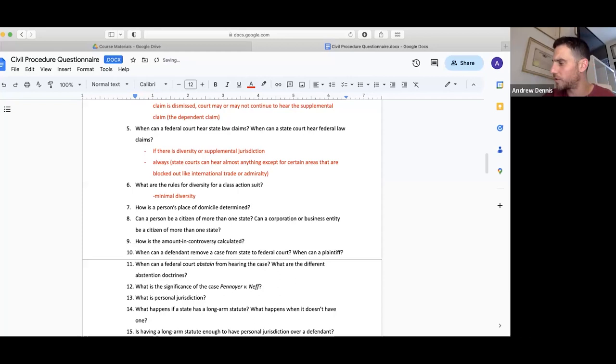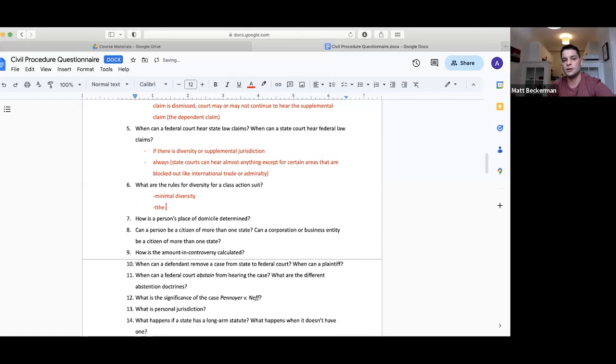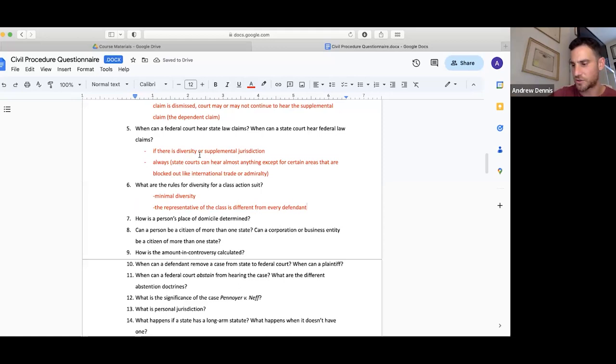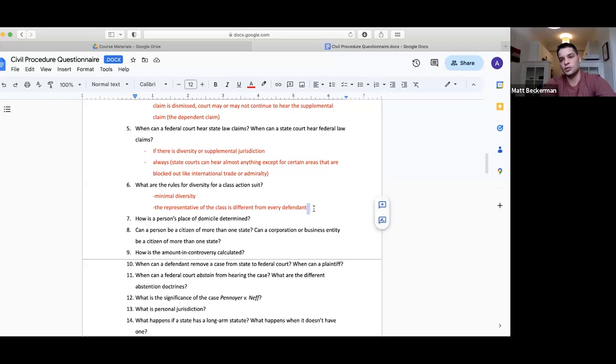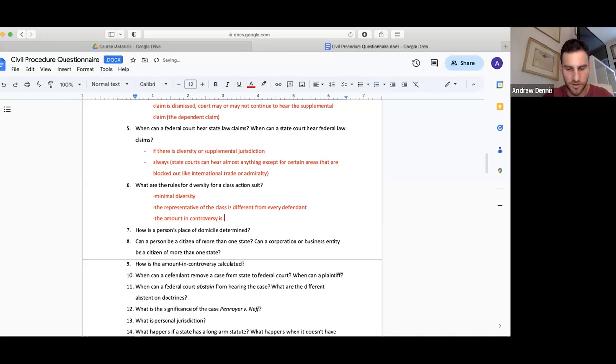Also, isn't the representative of the class important? I think the representative, I don't know offhand. I'll look that up. I understand when it's a class action, you have the person who represents the suit, whatever state he's from, that's what stands for diversity. I think that also has implications for minimal diversity. Yeah, and then the amount in controversy is 5 million, which is arbitrary. The amount in controversy is 5 million. Because class action suits are a pain, they don't want to hear it unless they absolutely have to.